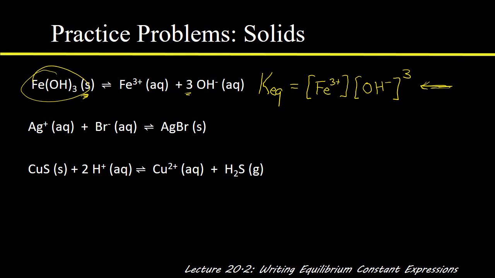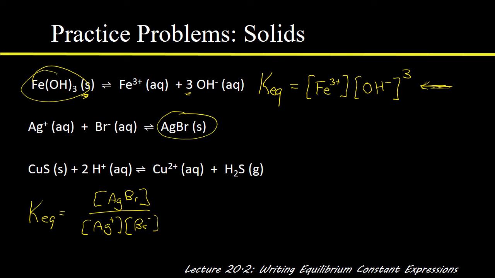All right, so for the second one, again, I'm going to start by including everything. We've got silver bromide as a product, and our reactants are silver ions and bromide ions. Okay. But because this is a solid, this whole thing in the numerator equals 1.